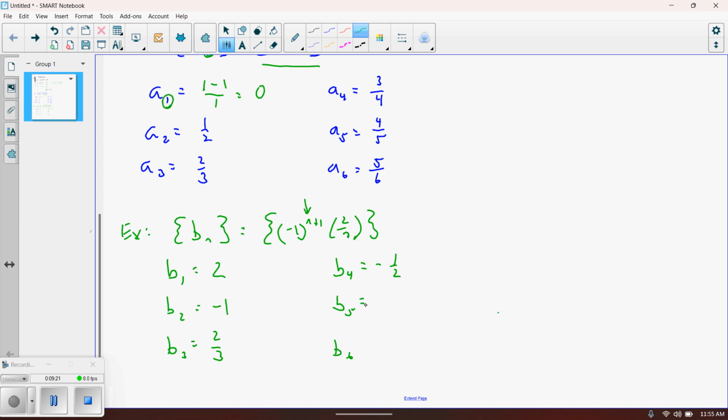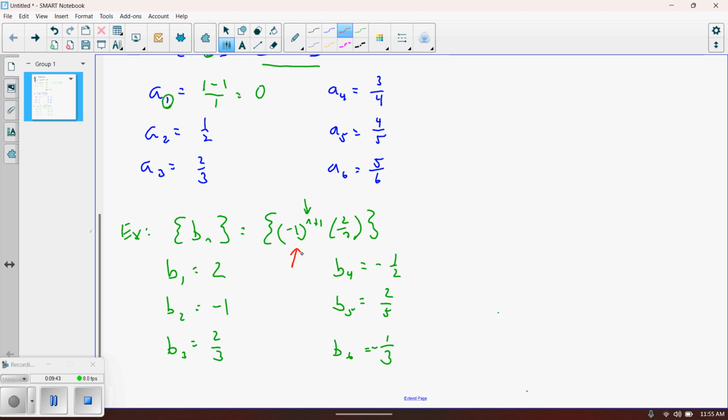Plugging in 5 gives me an even power, so it's positive, so we get 2/5. Plugging in 6 is an odd power, which is negative, so we get 2/6, which is 1/3, but it's negative. So what you can see there, and this is probably the most important part, because plugging in the numbers into the 2 over n part is easy and simplifying.